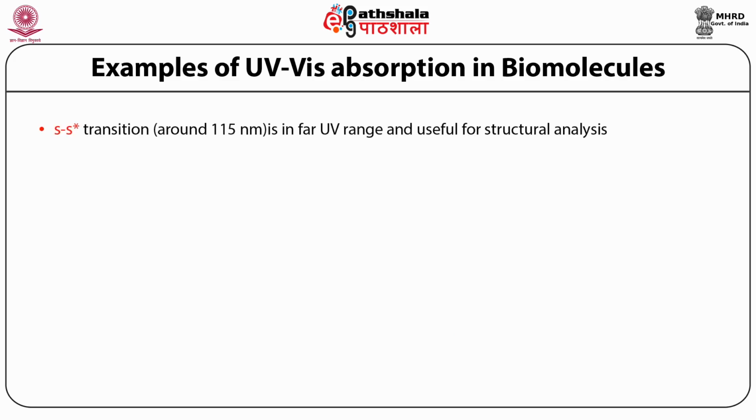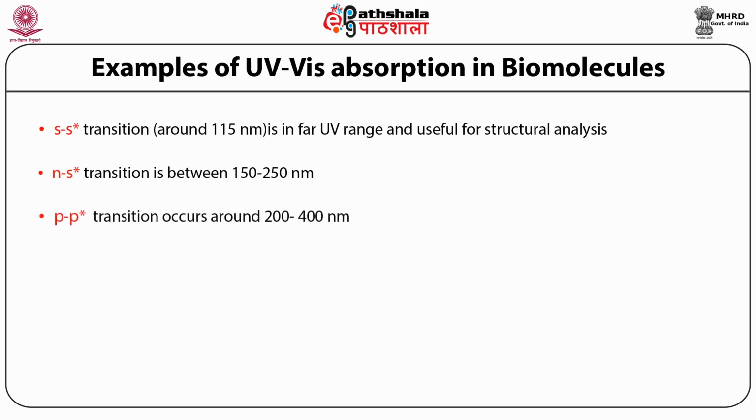The sigma to sigma star transition around 115 nanometer is far UV range and useful for structural analysis. The n to sigma star transition is between 150 to 250 nanometers. The pi to pi star transition, which we observe very often, occurs between 200 to 400 nanometer, and n to pi star occurs between 400 to 700 nanometer.